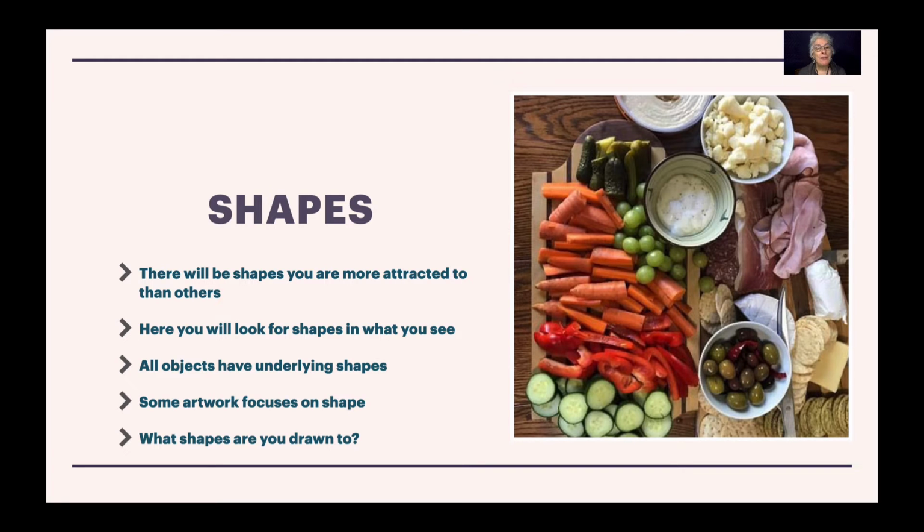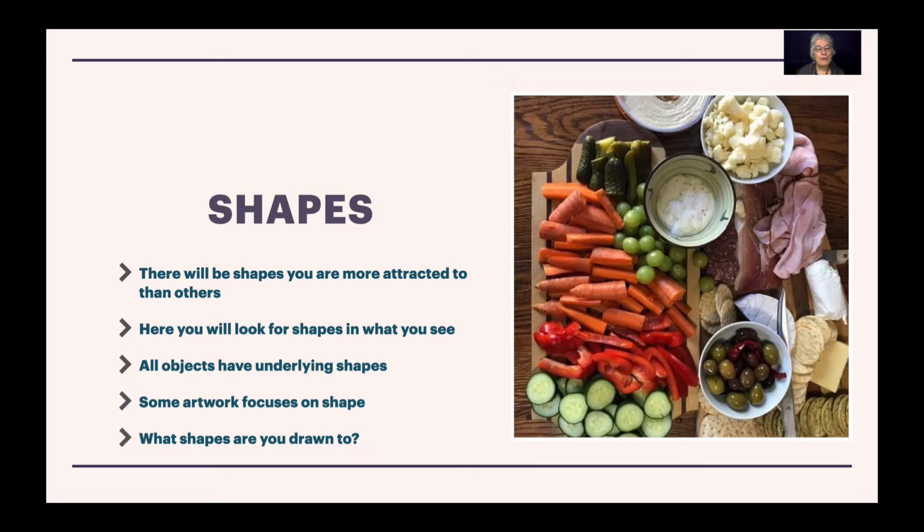Shapes. Now we're going to look at shapes. We're all attracted to specific shapes. Some of us prefer rectangles, others prefer circles, some organic, some geometric shapes. Everyone's different. Look at the platter on the right. There are oval shapes, circular shapes, rectangular shapes, organic shapes, irregular shapes. There are all kinds of shapes.